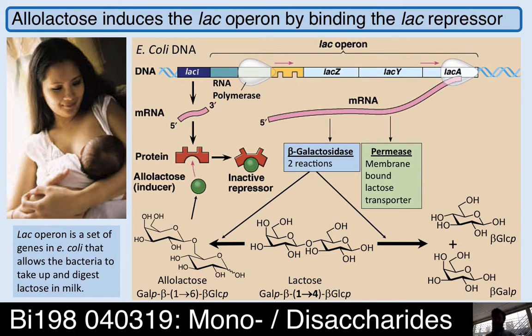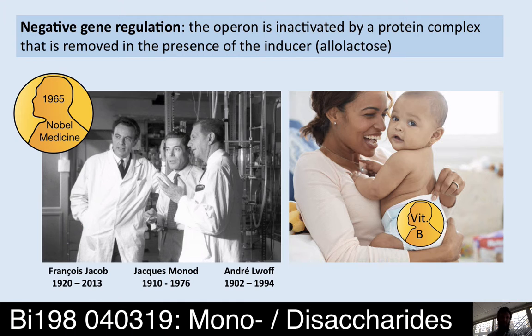It's going to produce a lactase gene, a beta-galactosidase gene, that's going to be able to break down lactose and allolactose into the galactose and glucose monomers, etc. All right, and this was the first example of gene regulation that was ever identified. Specifically, it was a negative gene regulation.